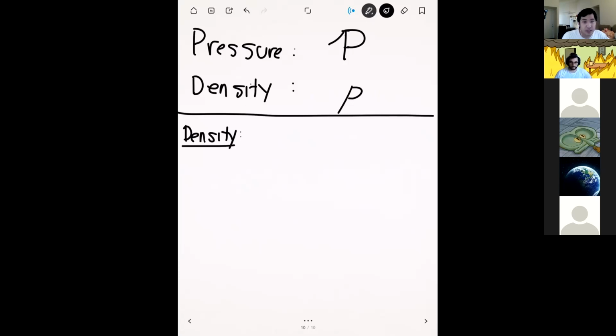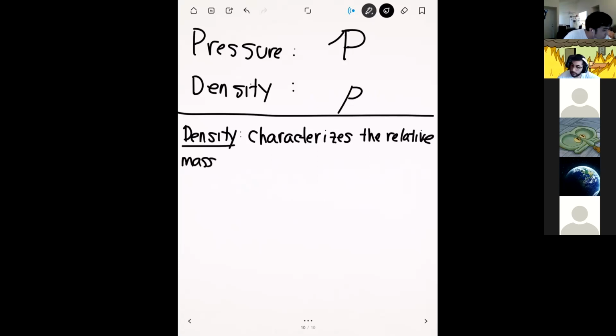Okay, so let's give a formal definition for density. Density characterizes the relative weight or relative mass of a fluid and is expressed as a mass per unit volume.